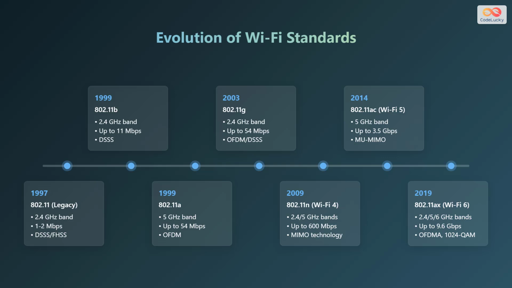In 2014, 802.11ac or Wi-Fi 5 emerged, exclusively on the 5 GHz band, providing up to 3.5 gigabits per second using multi-user multiple input multiple output. Finally, in 2019, 802.11ax or Wi-Fi 6 arrived, using 2.4, 5 and 6 GHz bands, achieving speeds up to 9.6 gigabits per second with orthogonal frequency division multiple access and 1024 QAM.